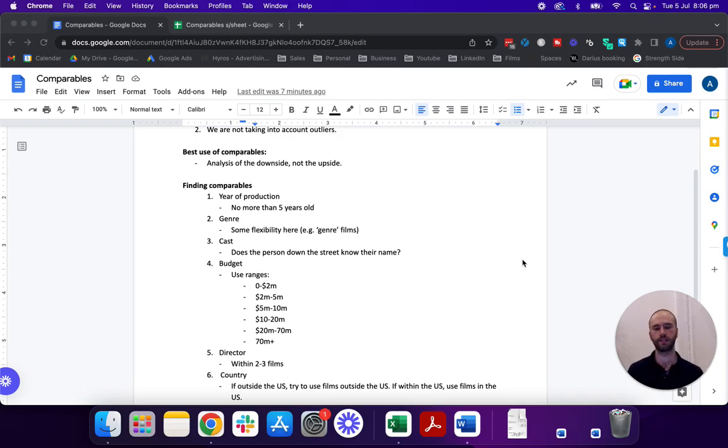Next one is cast. So look, I think a really good way to think about cast is, does the person down the street know the name of the actor? So if you're walking down the street, you bump into someone, or you're at the supermarket and you turn to the person behind you and you say the name of that actor, is that person going to recognize that name immediately? If they do, that's an A-list actor, right? That's someone that has huge international clout and has a lot of value and is recognizable in the marketplace.